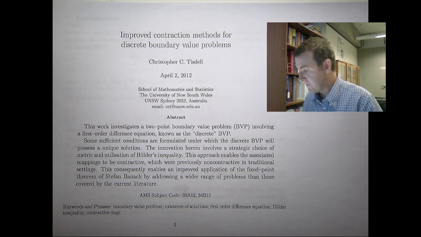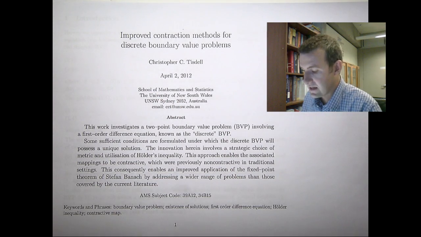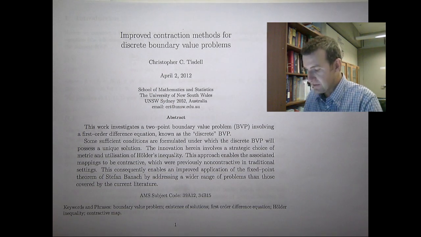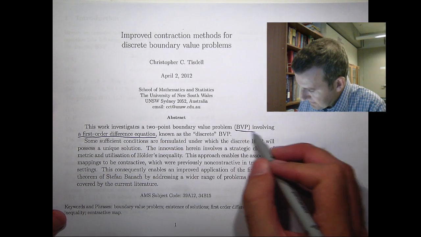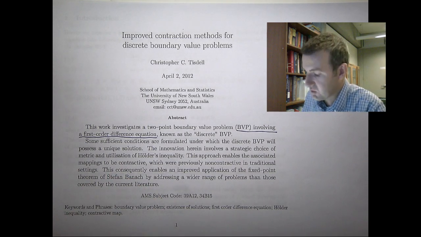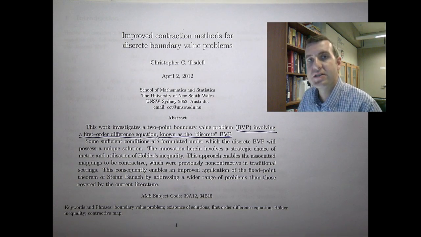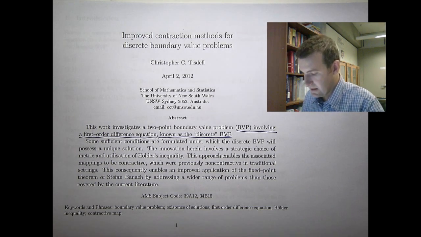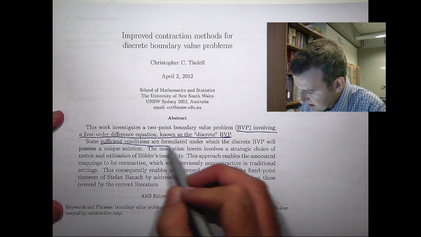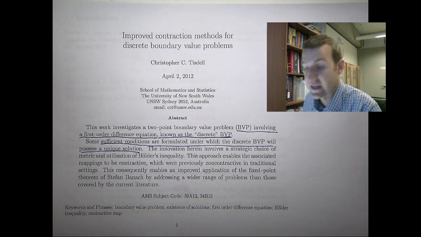Now the title of my research is called Improved Contraction Methods for Discrete Boundary Value Problems. And in particular, we're going to look at a boundary value problem, or BVP, involving a first order difference equation, which we're going to call the discrete BVP. And the question is, when does that problem admit a unique solution? Well, I'm going to present some sufficient conditions under which the problem under consideration will have a unique solution.